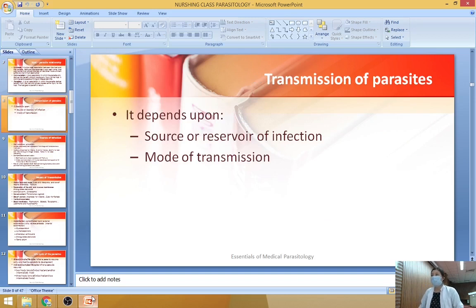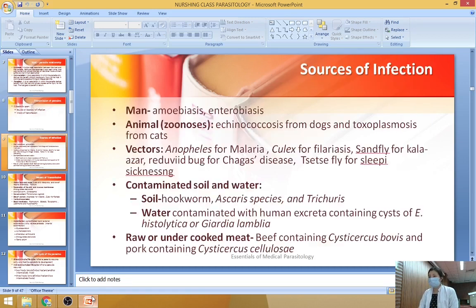Now, transmission of parasite. Transmission of parasite depends upon the source or reservoir of the infection and the mode of transmission. Source of infection may be human beings like us, then animals like dogs, cats and all. Then vectors, meaning the carriers: Anopheles for malaria, Culex for filariasis, sandfly for kala-azar, reduviid bug for Chagas disease, and tsetse fly for sleeping sickness. Then contaminated soil and water: soil for hookworm, Ascaris, Trichuris; water for Entamoeba histolytica or Giardia lamblia. Then raw or undercooked meat.